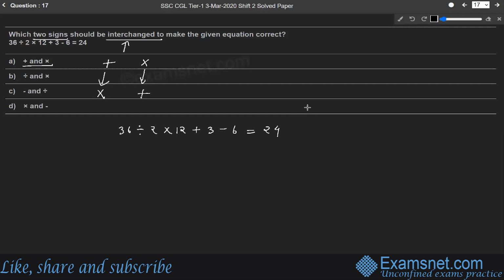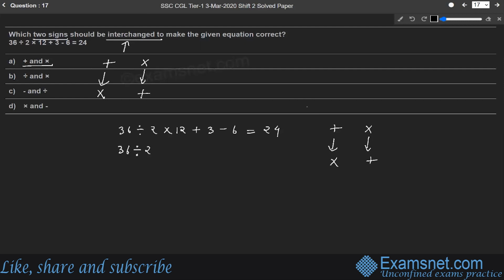And how will we check whether the given equation is correct or not? After interchanging the signs, we have to check whether the left hand side is equal to the right hand side or not. If the left hand side is equal to the right hand side, then the given equation is correct. And if both sides are not equal, then it is not correct. So let us check all the options one by one. The first option is plus and multiply. It means that wherever there is a plus sign, we put a multiplication sign, and wherever we see a multiplication sign, we put a plus sign. So the equation will be 36 divided by 2 multiply.